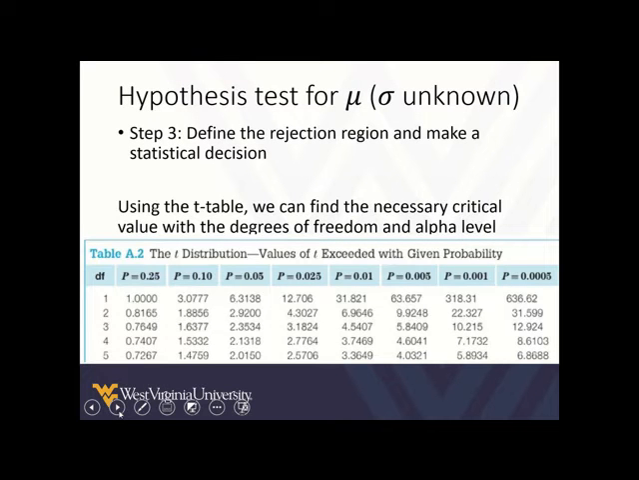Step 3, we define our rejection region and make a statistical decision. As we are using the t-distribution to compare, not the normal distribution, we'll need to use the t-table. To find the critical value, we need to know the alpha level and our degrees of freedom. In this case, again, our degrees of freedom are n minus 1.